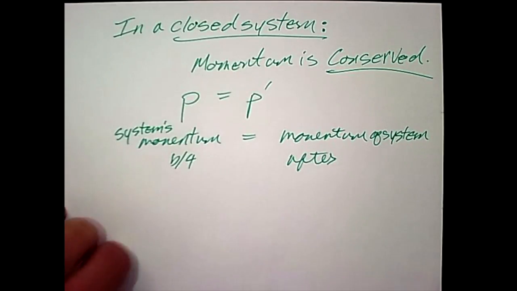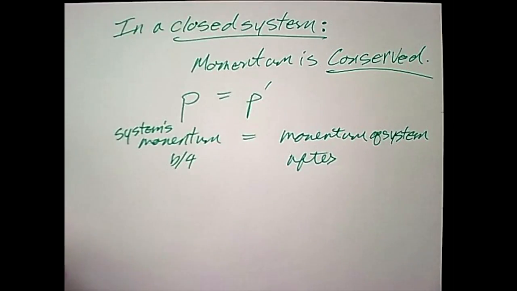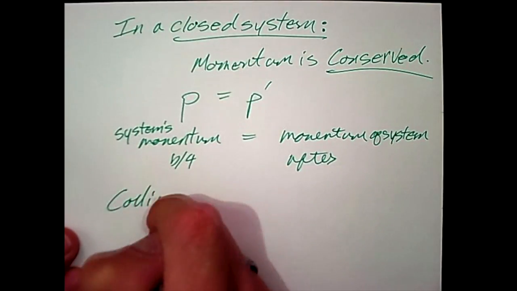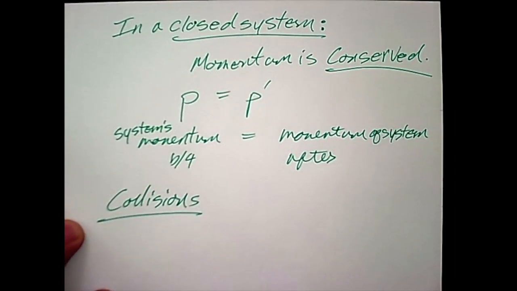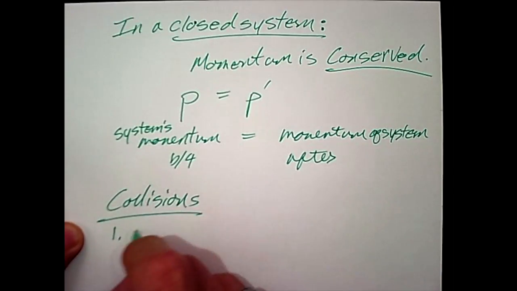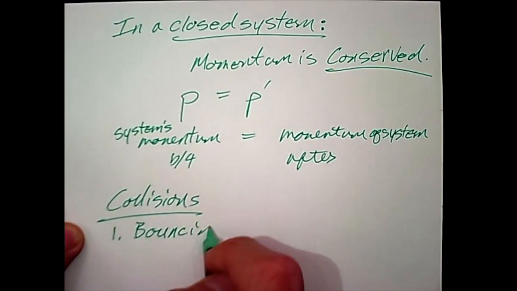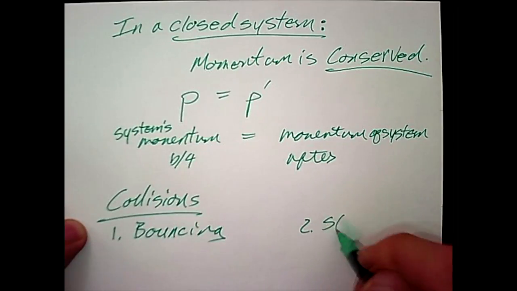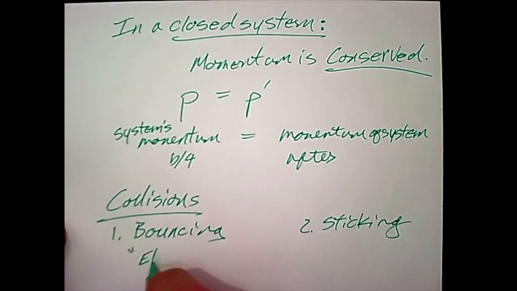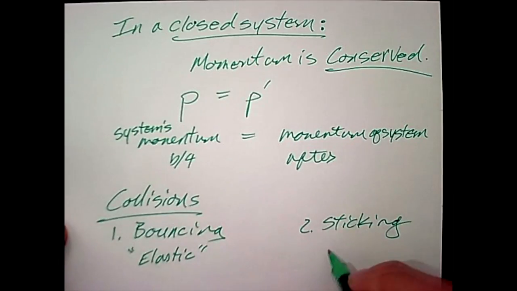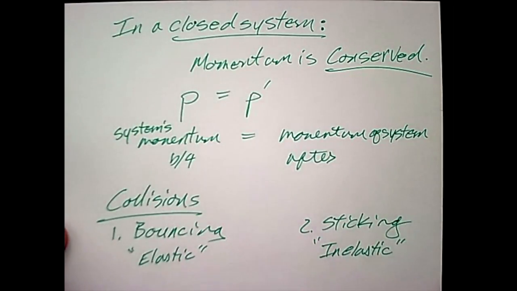The most typical examples are collisions between objects that we define within that given system. So collisions are a very common practice for momentum conservation. There are two basic defined collisions. One is a bouncing scenario, and one is a sticking scenario. These are often mislabeled as elastic and inelastic, depending on which textbook you are reading.